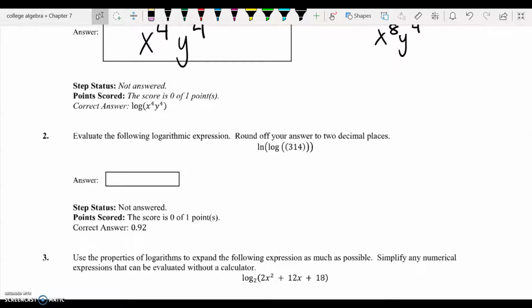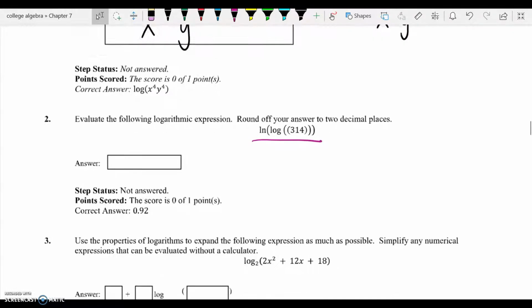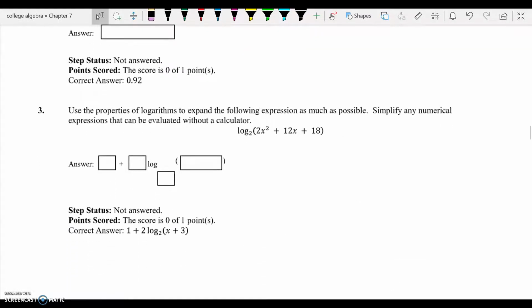This one you type into your calculator, round it to the nearest 2 decimal places. So do log of 314 and then do natural log. If you have to, go to a scientific calculator online, and there should be a free one that you can use. So I'm not going to go over that one. This is probably one of the harder ones.